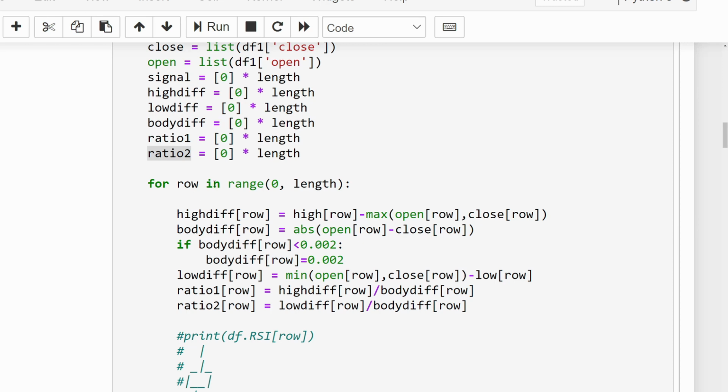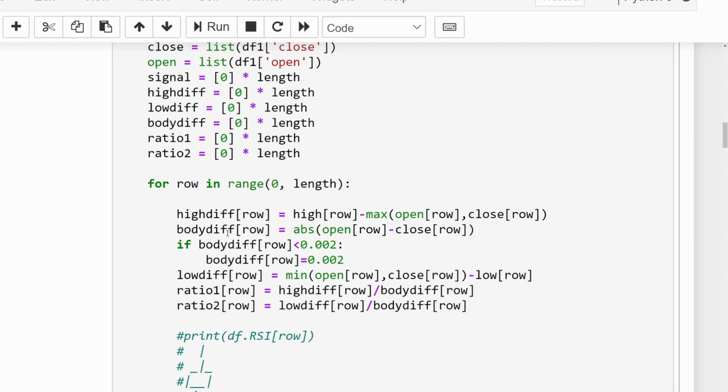For each row in the data frame, the high difference is equal to the highest value minus the maximum value between the open and the close of the price. So this is the length of the high tail. If you recap from what we have just explained, you can look at this form here. This is the length of this high tail here above the body of the candlestick. The body difference is simply the length or the height of this body. It's the absolute value of the open price minus the close price.